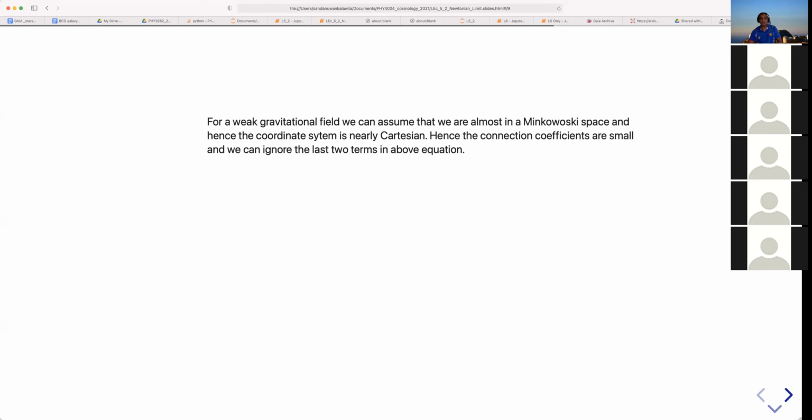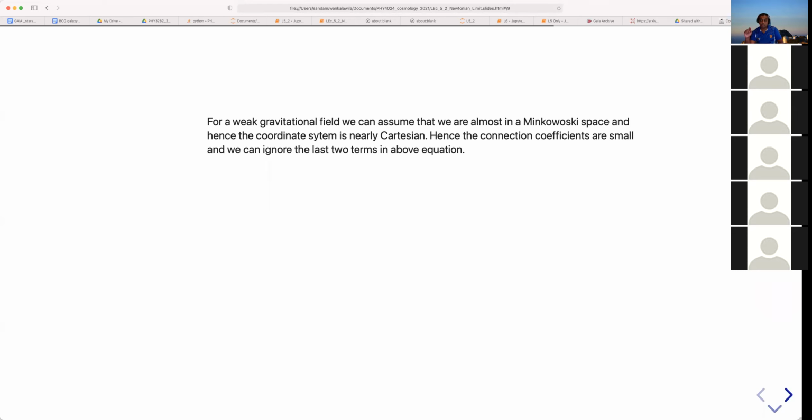Now for the weak gravitational field, we can assume that we are almost in the Minkowski space, and hence the coordinate system is nearly Cartesian. I hope that everyone can understand what I mean here. So we are in a weak gravitational field.